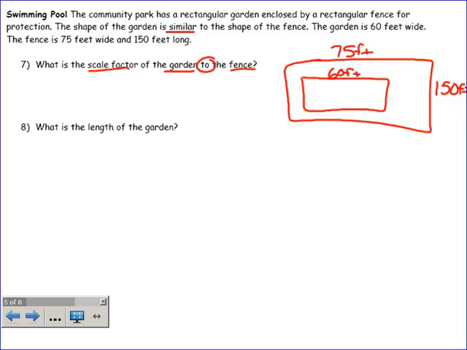Okay, so the garden would be the 60 that's on top, 60 feet, to the fence, which is the 75. So it looks like this. Those numbers are all divisible by 15. So that'd be 4 over 5, or scale factor 4 to 5.